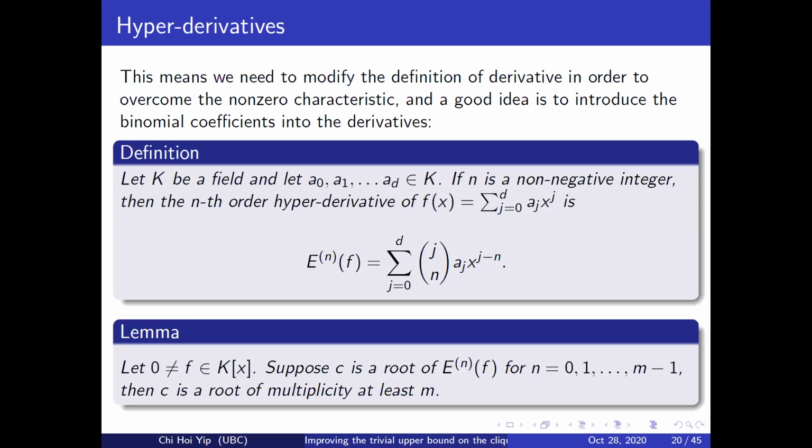I don't know why it is called hyperderivative. Probably some authors used this kind of definition first, and then people followed their notation. I guess this is also called Hasse derivative because Hasse first defined them. Okay, so with the hyperderivatives and Stepanov's method, we can try to find an upper bound on the clique number.